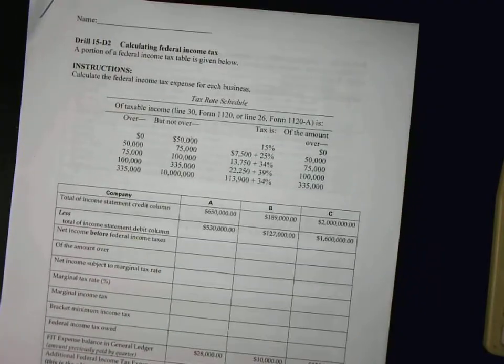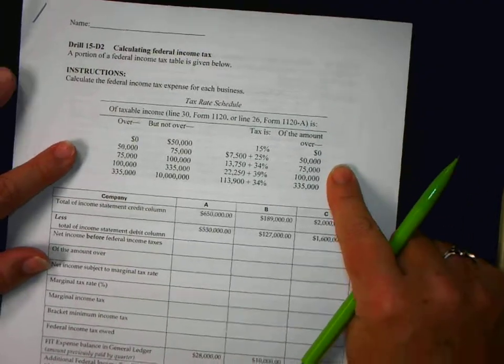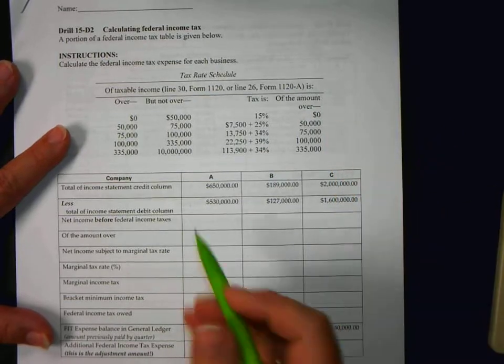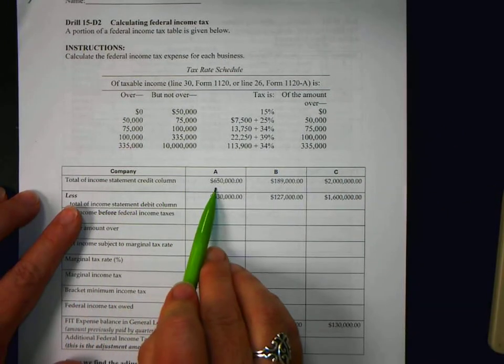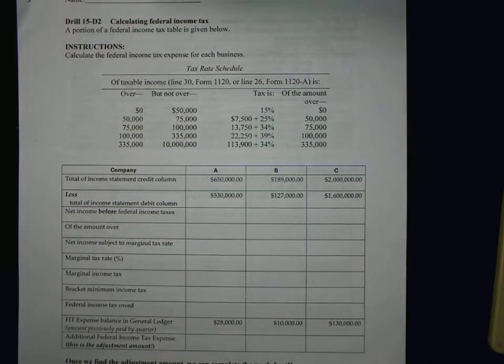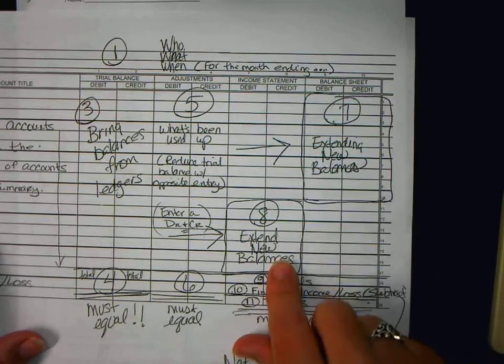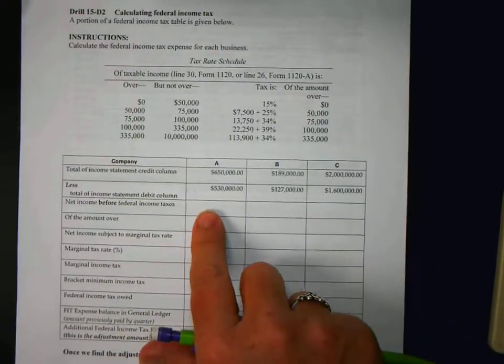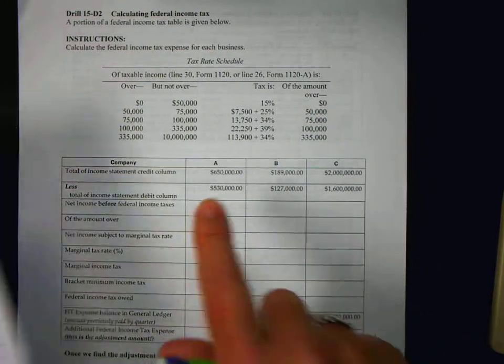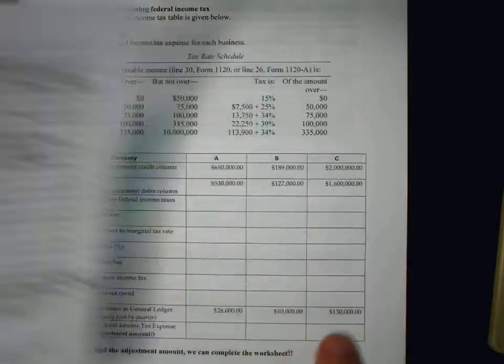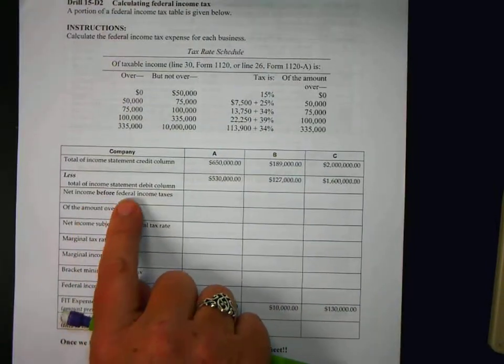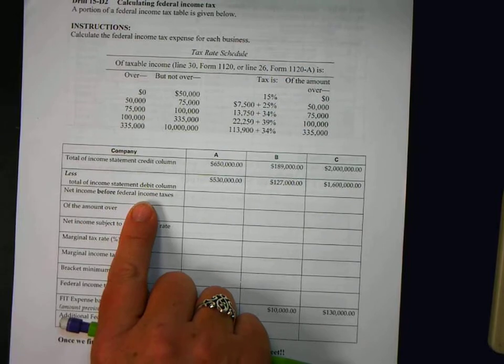Okay, so here is our tax schedule. Here is our income statement credit column. We're going to look, this will be coming off of our worksheet. Income statement credit column, income statement debit column. The difference between those two is our net income before federal income taxes.